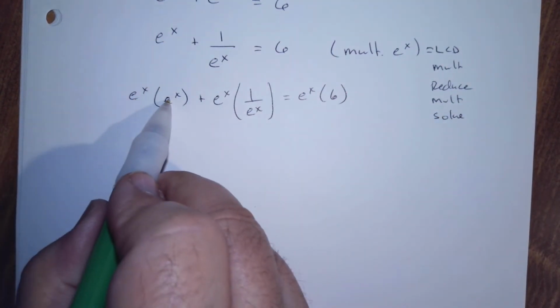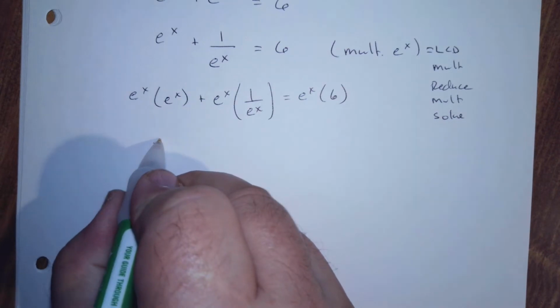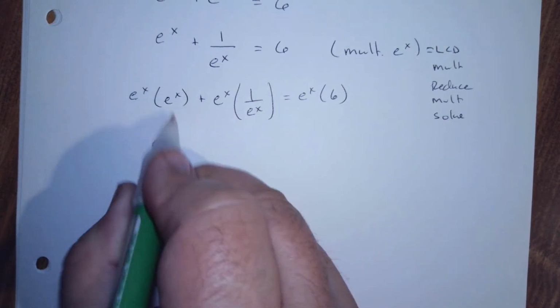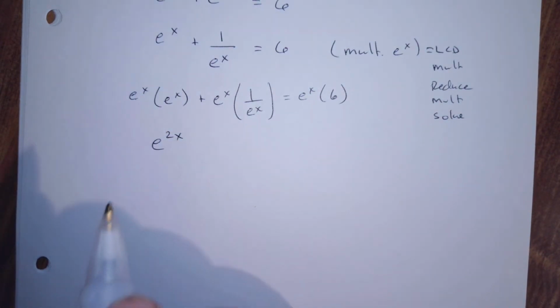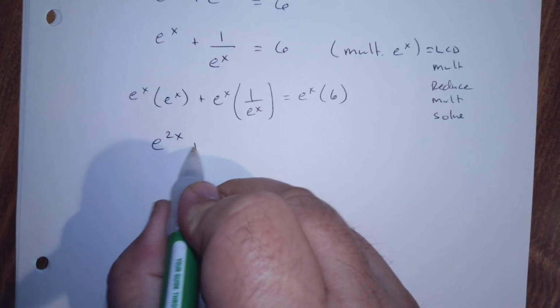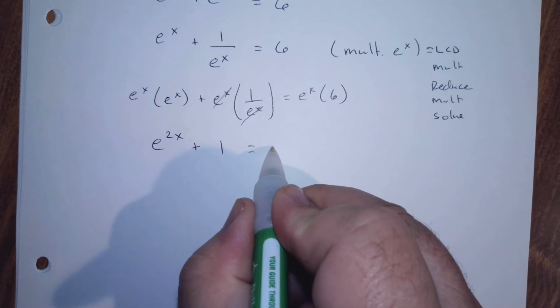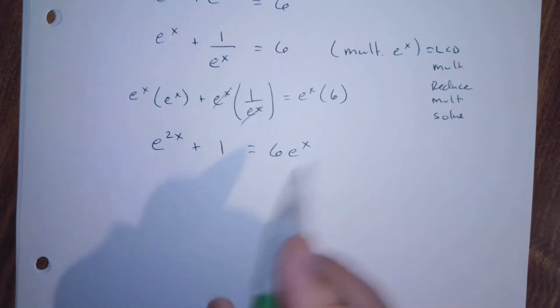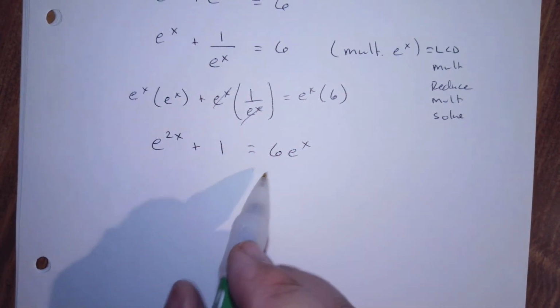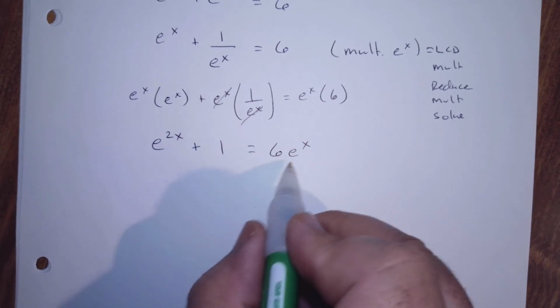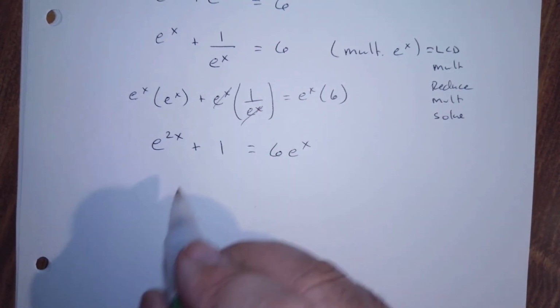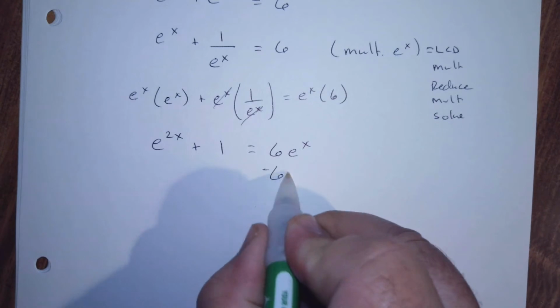e to the x times e to the x, same base. Add the exponents. x plus x is 2x. This cancels, we have just 1. Now we have 6 e to the x. Now we have an x on that side. So what we have to do is move it over there.